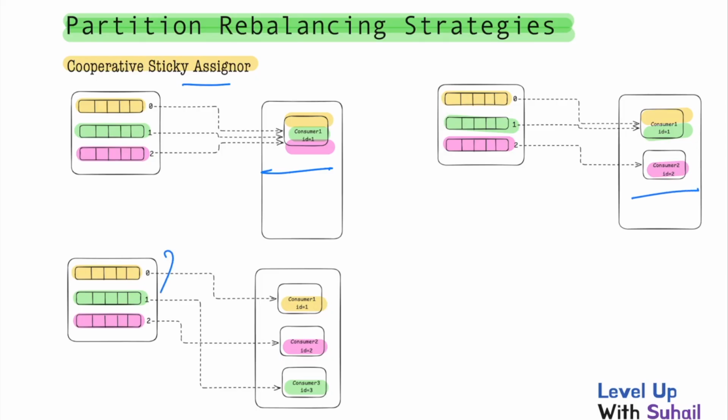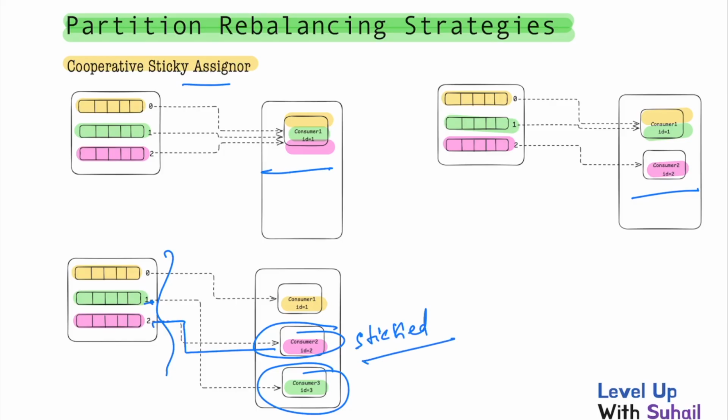But when this has happened, the new consumer comes up. So partition 2 has been assigned to this consumer, right? So it sticks to this consumer. It is not touched when the new consumer comes up, because consumer 1 was the one having more partitions. So in the next phase, when any consumer comes up, only these partitions are reassigned. This partition is not touched at all. So that is the cooperative sticky assigner partition strategy.